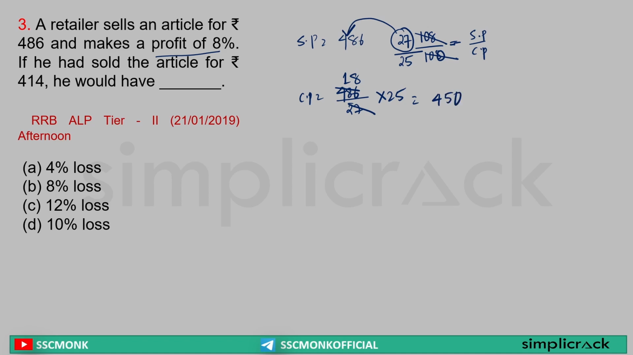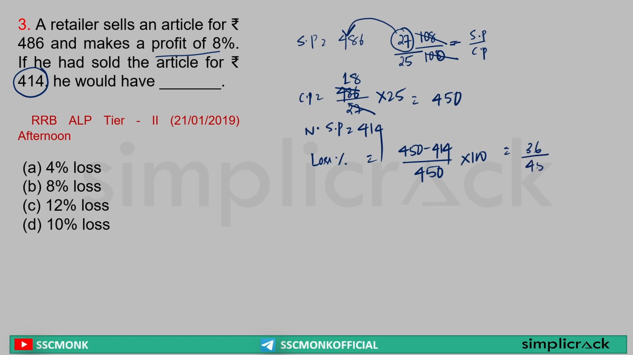Basic calculation. Now cost price 450, new sales price 414. So what is happening? Sales price is less than cost price. So loss percentage is equal to (450 minus 414) divided by 450 into 100%. So this can be written as 36 by 450 into 100%.